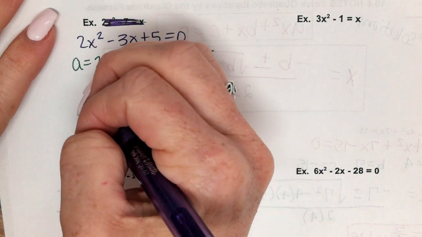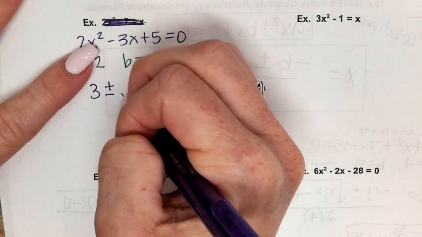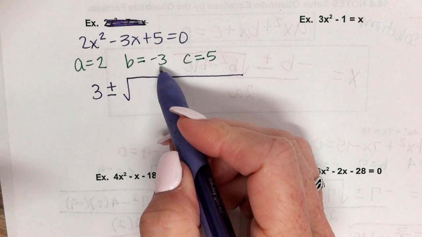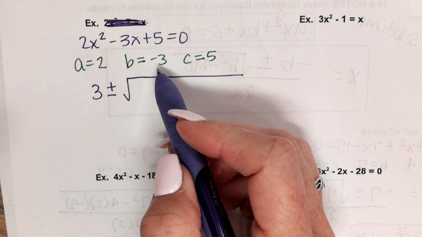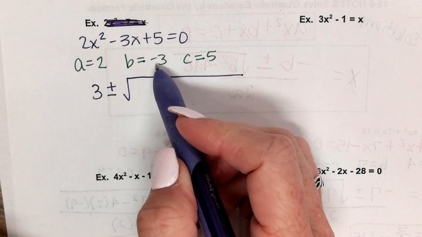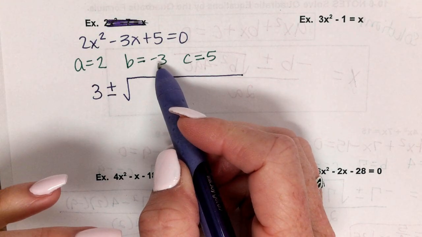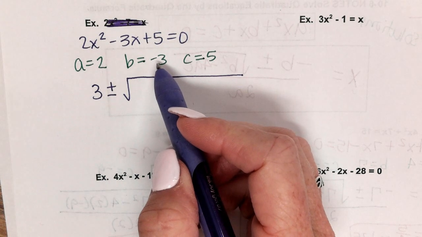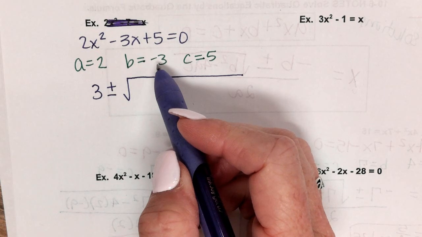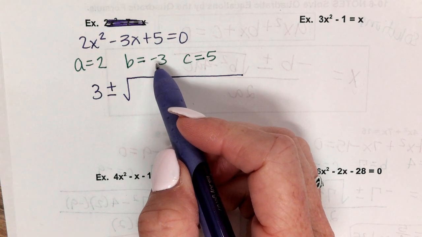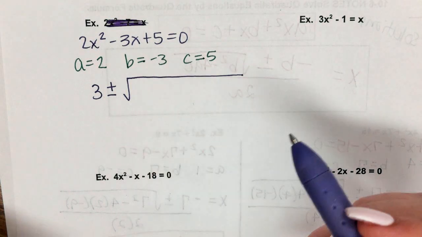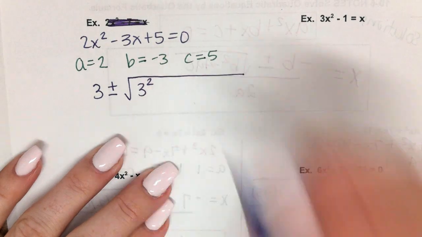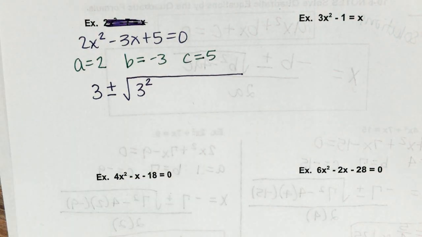So I have 3 plus or minus the square root of B squared. Now stop. What is a negative times a negative? So do I need to put the negative 3 or can I just put 3 squared? What is negative 3 times negative 3? Positive 9. What is 3 times 3? Positive 9. So on your calculator, if you want to put the negative, you're going to have to put it in parentheses and then put the squared on the outside. Or you could just put 3 squared because you already know it's going to give you the positive answer anyways.